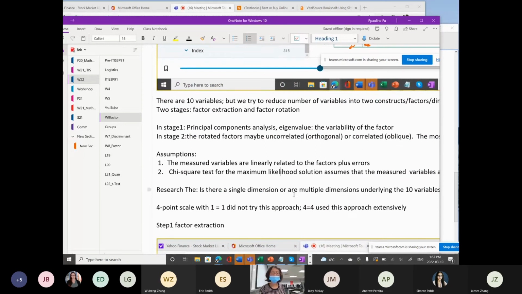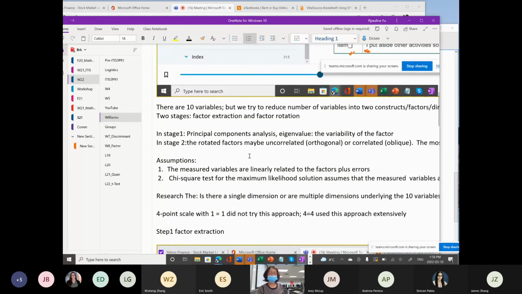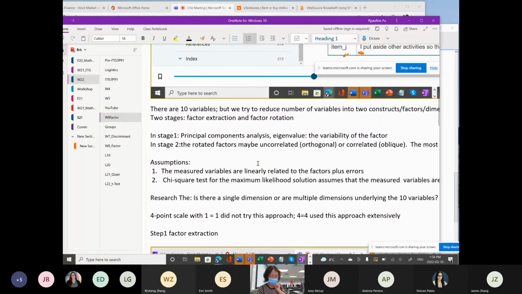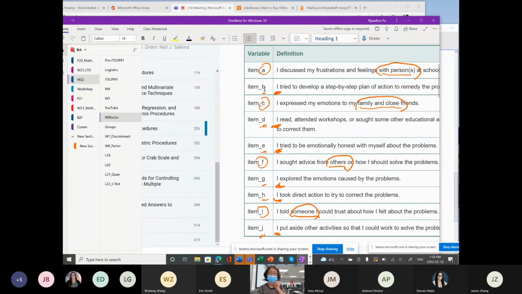All right, so we answered this research question here. We are saying we can extract 2 factors. One factor is self-directed, which includes items B, D, E, G, H, J. The other factor is other directed, which includes items A, C, F, and I. Any questions?